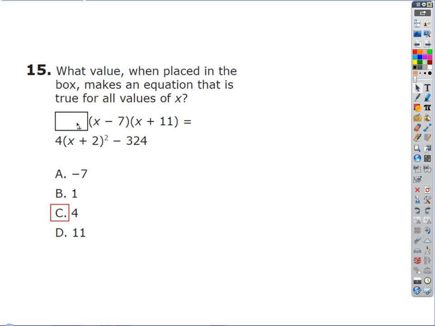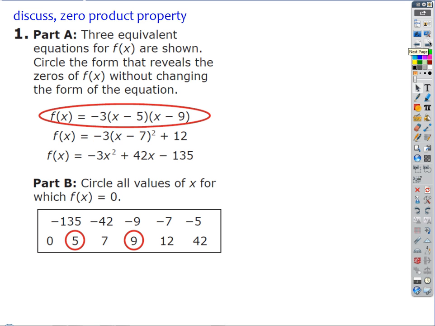All right, so moving on. Okay, what about this? This is a piece of cake, right? You've got to read through this stuff. There's a lot of reading on this test. So, three equivalent equations for f of x are shown. Circle the form that reveals the zeros of f of x without changing the form of the equation.